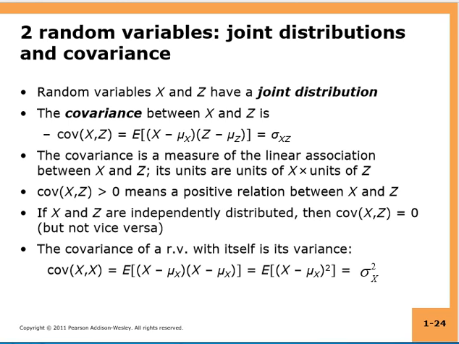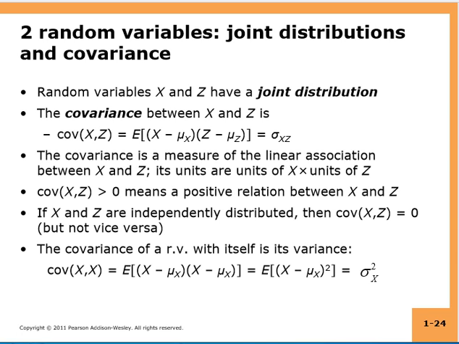The units of this, because it is x minus mu x multiplied by z minus mu z, are units of x multiplied by units of z. Sometimes it makes no sense, but these are the units of covariance.